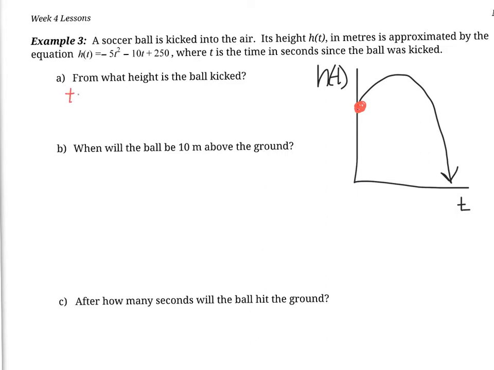So it doesn't say it explicitly, but we know what t is equal to. So right into the equation, I'm going to plug in t is equal to 0. So instead of h at t, I'm going to put h at 0 is equal to -5. Instead of t, we're going to put 0 squared minus 10 times 0 plus 250. And we know that this is going to be 0, this is going to be 0. Our solution is going to be 250.